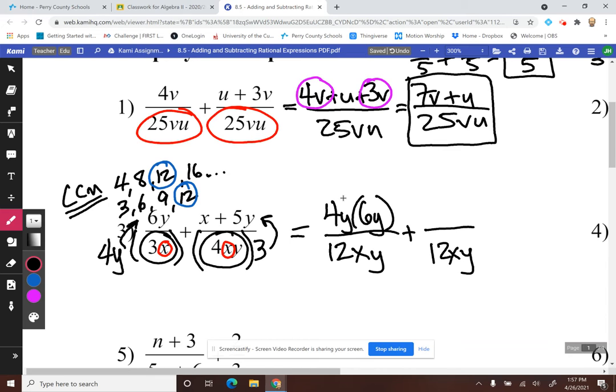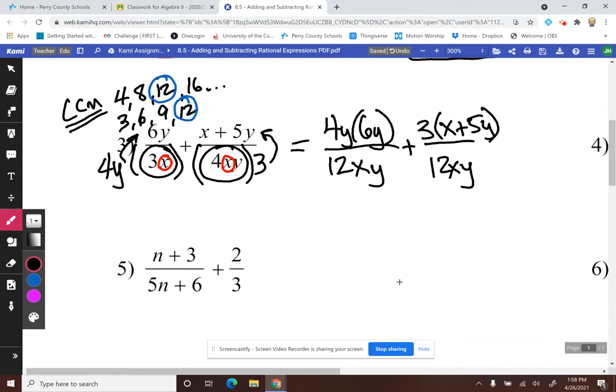But in order to get that common denominator, I had to multiply this bottom term by 3. Well, if I multiply the bottom term by 3, I have to multiply the top term by 3 as well. So it's 3 times x plus 5y. Okay? All right, let's go a little bit further with this.